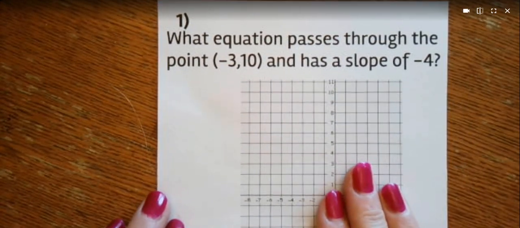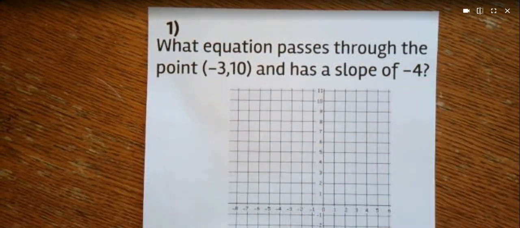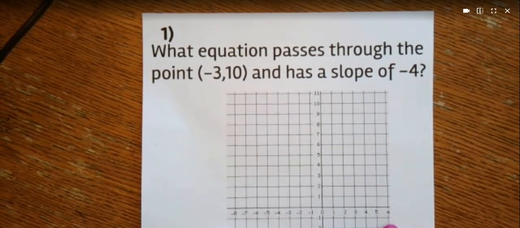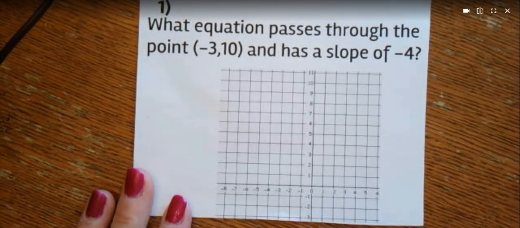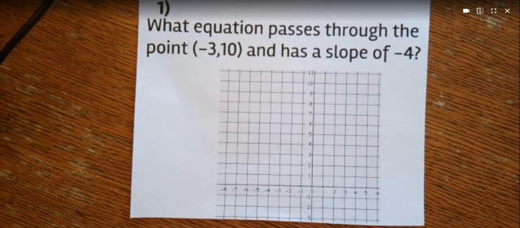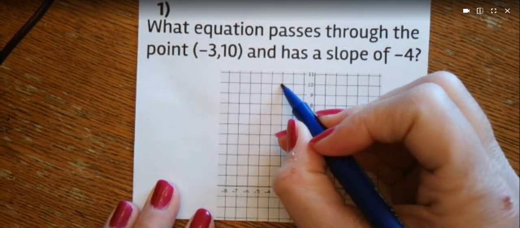Here's number 1. In this case, I'm giving you a point and a slope. And I'm wondering what equation passes through this particular point, (-3, 10), and has a slope of -4. It's always easy to do this with graphing because it gives us a visual of what's going on. So if we know that the line goes through this point, (-3, 10), let's begin by graphing that point. Go ahead and do that with me.